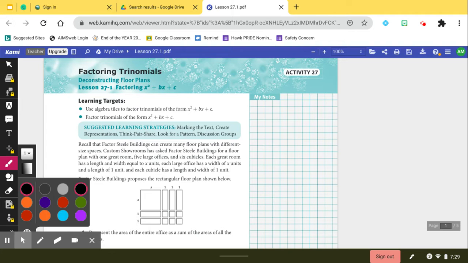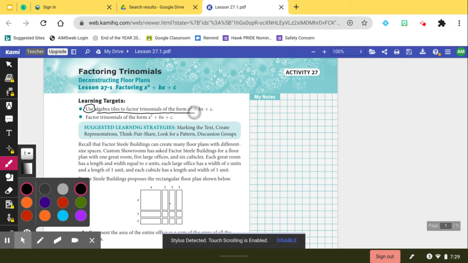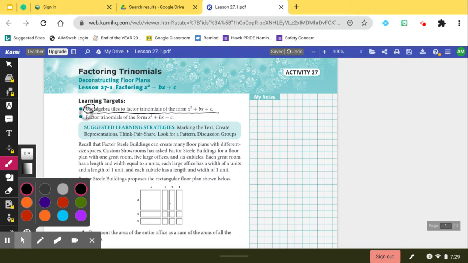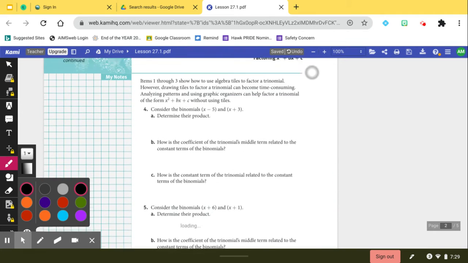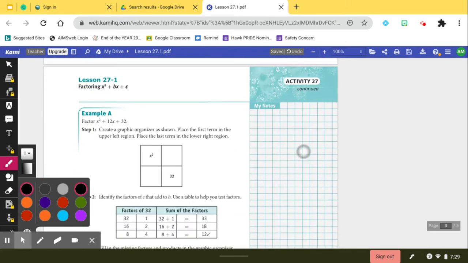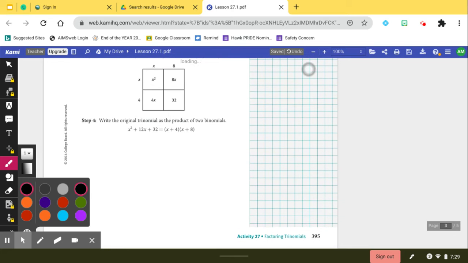So our learning targets for today, we're going to be able to use algebra tiles to factor trinomials of the form x squared plus bx plus c. And then we're going to be able to take that information and just factor trinomials of the form x squared plus bx plus c. We're not going to do the whole lesson. I'm actually going to skip down to page 395.